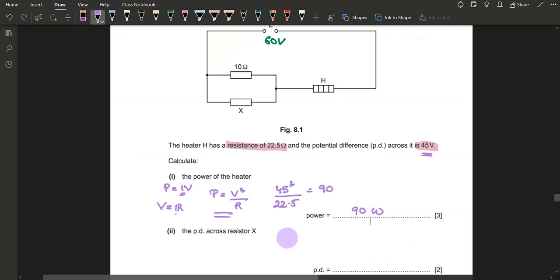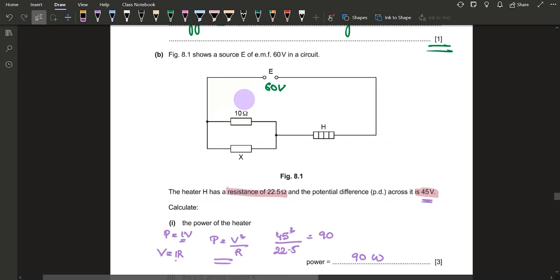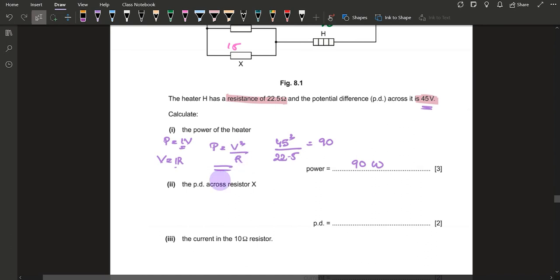Part 2 says calculate the potential difference across resistor X. So we know that both resistors have the same potential difference because they're parallel to each other. They're not in series. So what's going to happen is that this is 45 and we have a total of 60. So it's going to be 60 minus 45, which is 15. So both of them will be 15. So we can write here the potential difference across resistor X is 15 V. And don't forget the unit.